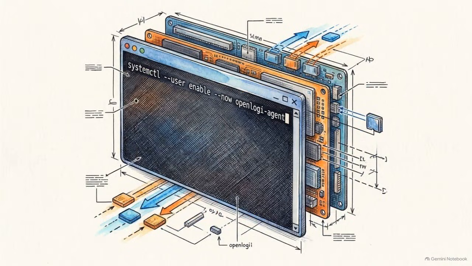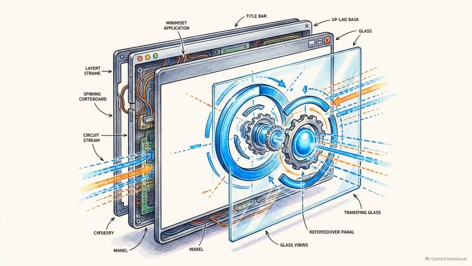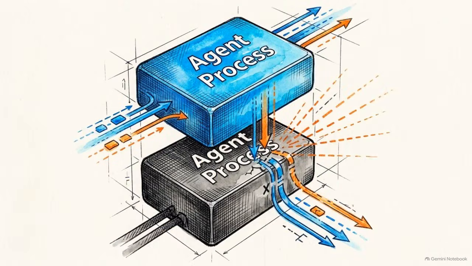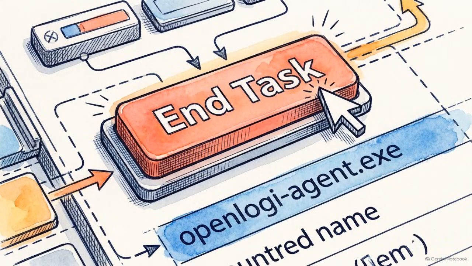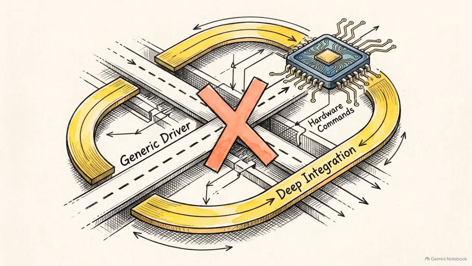Execute a systemctl enable command in your terminal so the daemon starts alongside your graphical session. Windows users occasionally encounter a spinning load screen on boot. This happens when an older agent process is stuck in the background. Open Task Manager, end the stale agent process, and relaunch the application. Authorizing these deep OS integrations allows the software to bypass generic pointer drivers, which is required to execute proprietary hardware commands.